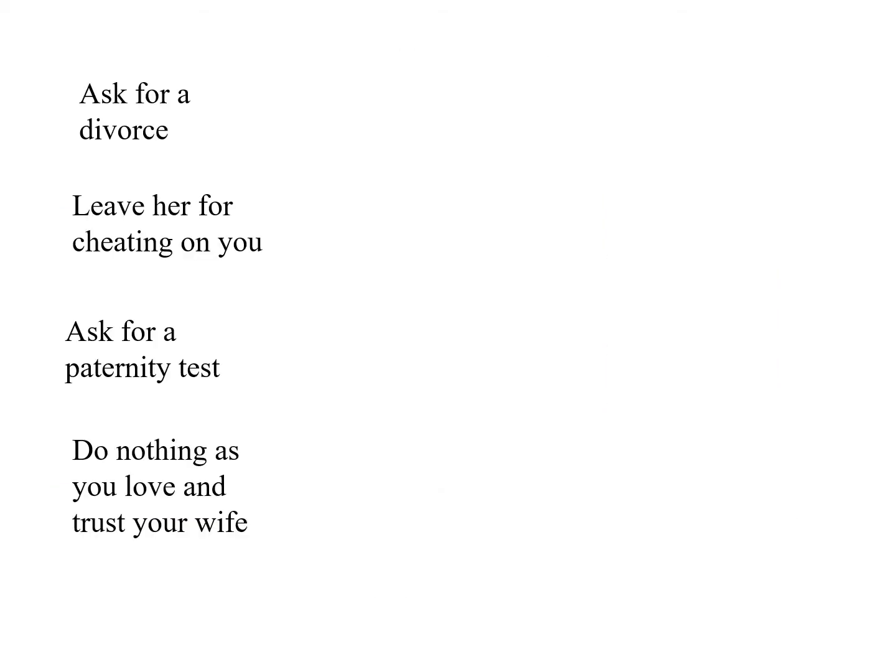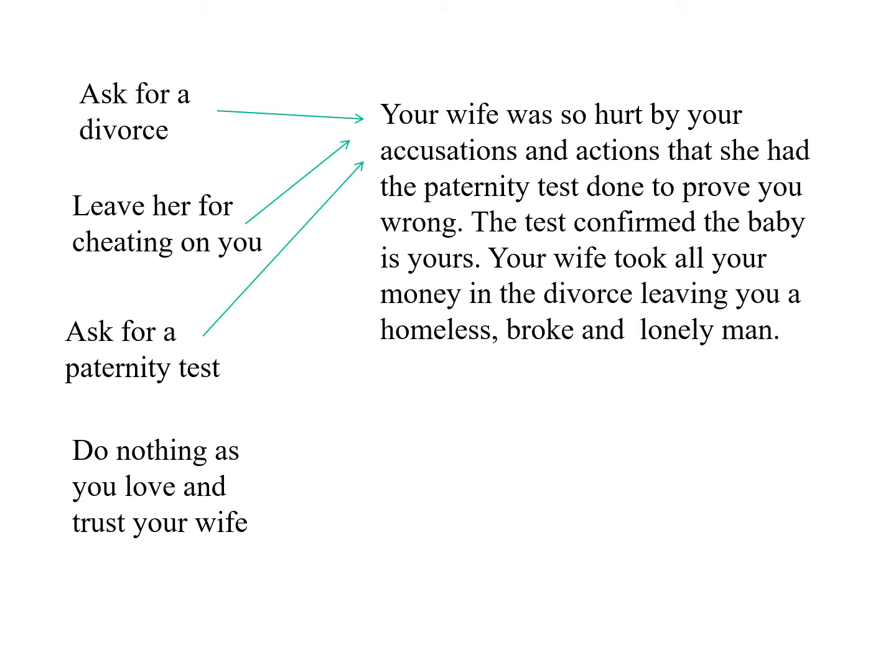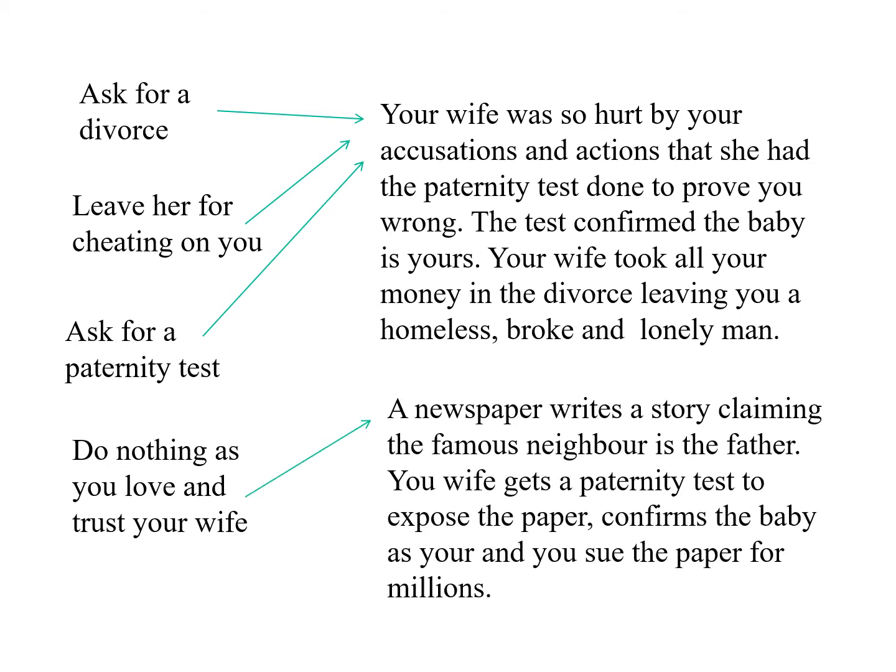So there are a number of possible outcomes that you may come up with. The most common ones were ask for a divorce, leave the wife automatically because they're cheating on the husband, or ask for some kind of paternity test. If the husband was to pick one of those outcomes, then it doesn't end very well for him. However, if he does nothing because he loves and trusts his wife, it obviously ends much, much better. You may come up with some other outcomes.